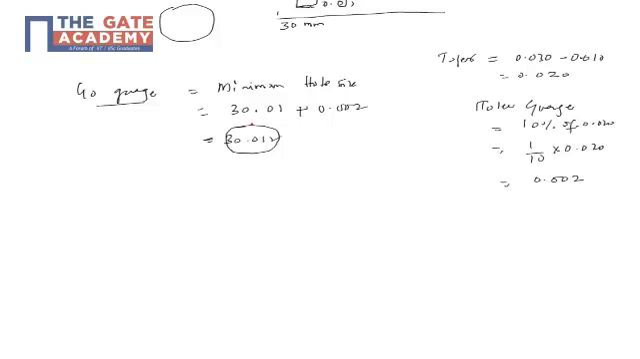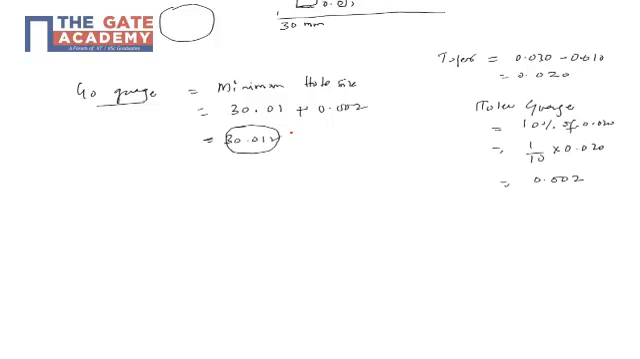Go gauge is basically a shaft, and the maximum dia can be this, because it can't be more than that. If it is more than that, then it cannot pass through. Actually, without tolerance, it has to be the minimum hole size, because then only it will be able to pass through any hole, right?